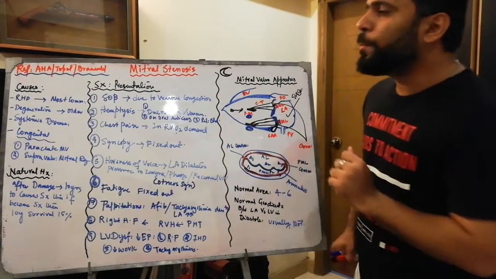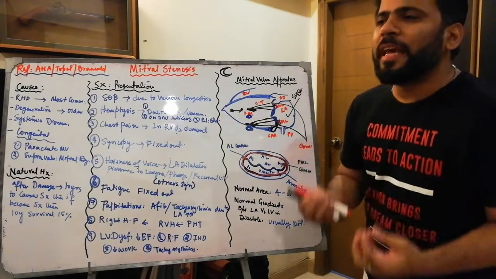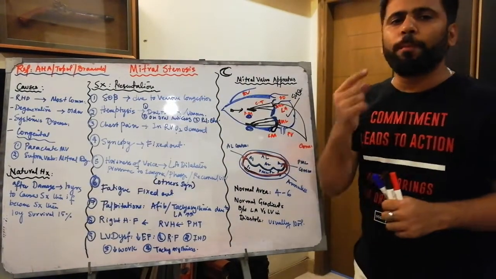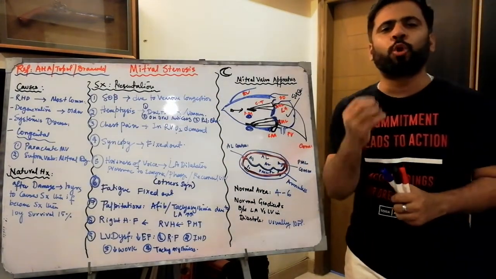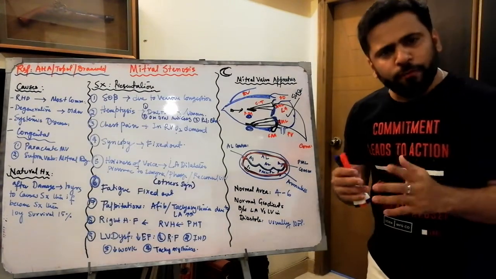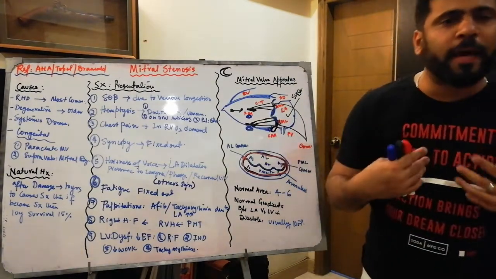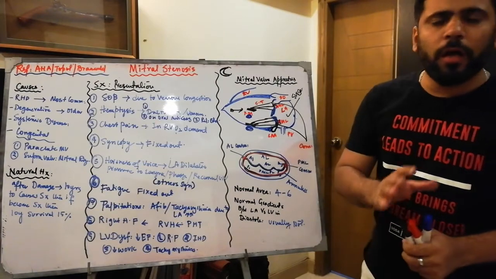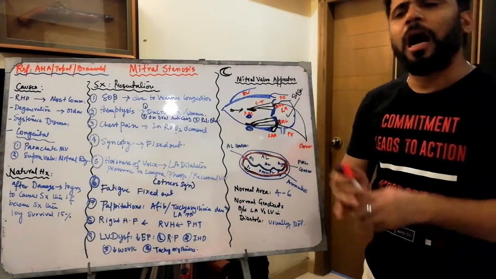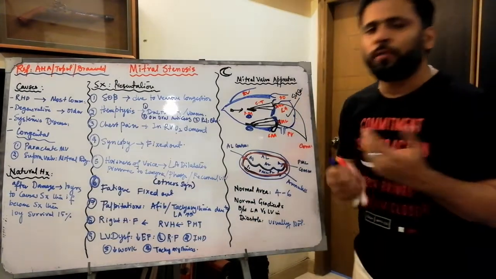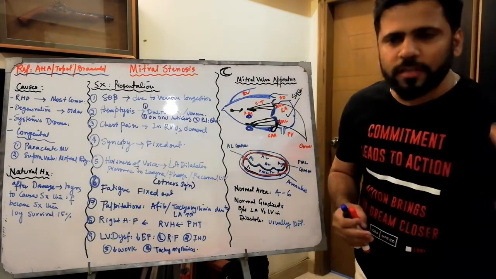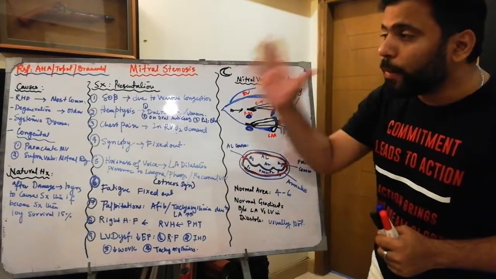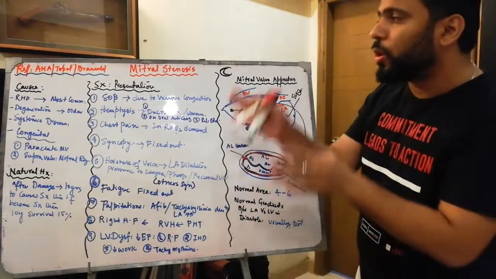Now the important thing is, what are the things which cause mitral stenosis. Number one, and the most common cause in the developing world, is rheumatic heart disease. We have discussed rheumatic heart disease in my lectures on rheumatic fever, how it causes the destruction of the mitral leaflet. I would suggest you go and watch those lectures for a detailed description. Rheumatic heart disease is the most common cause of mitral stenosis.